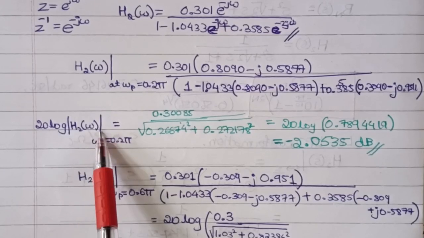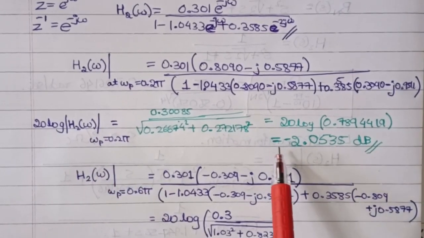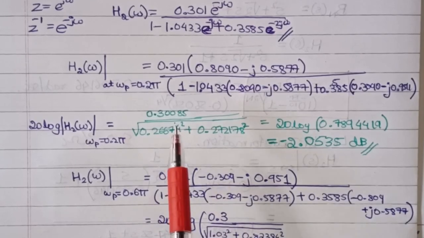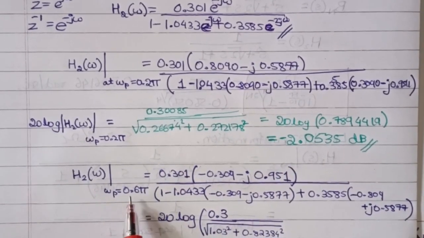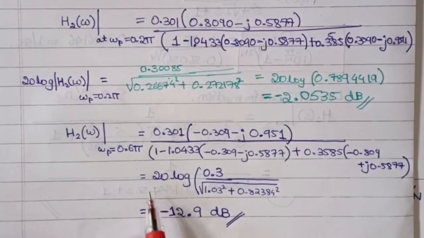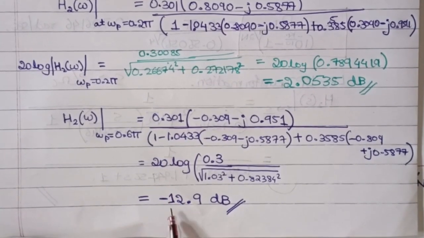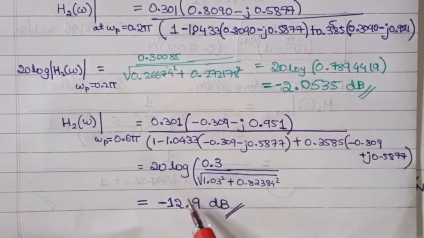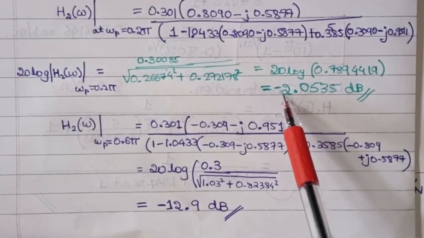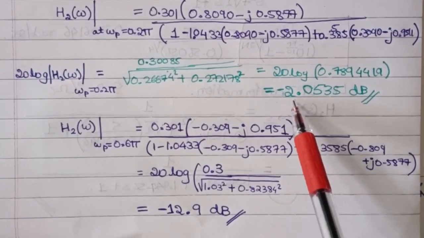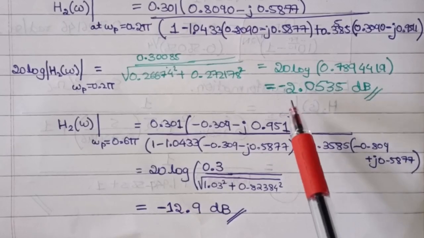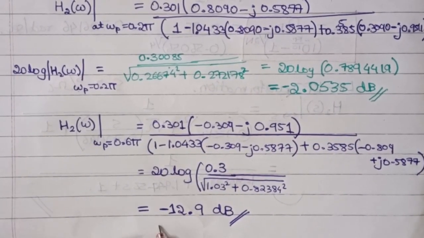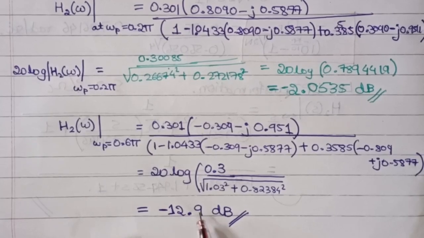20 log |H2(ω)| at ωp = 0.2π is -2.0535 dB, and evaluating the same H2(ω) at ω = 0.6π, we get 20 log |H2(ω)| equal to -12.9 dB. We have to obtain both as given in the question. In the question it is given as Kp = -1.9 dB, hence we obtain the nearest value, and here Ks is given as -13 dB in the question. We obtain -12.9 dB.